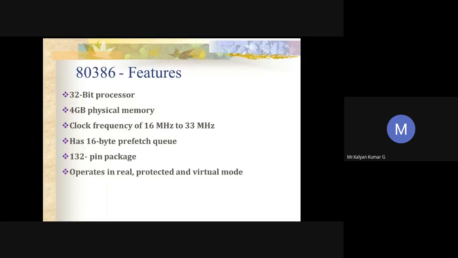This processor is manufactured with the help of CHMOS technology, a very advanced technology used in the fabrication process, whereas the 8086 is manufactured using only HMOS technology. In addition, the processor also has a memory management unit, which consists of a segmentation unit and a paging unit together.